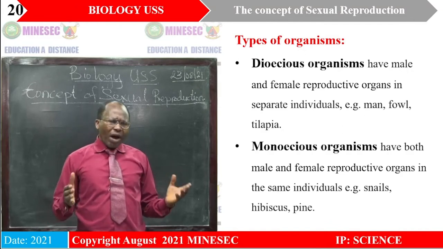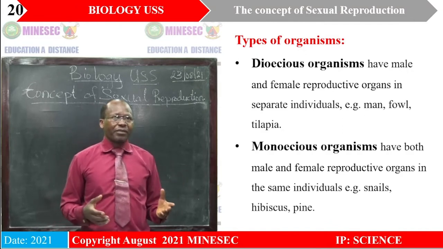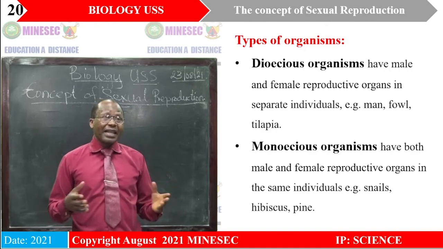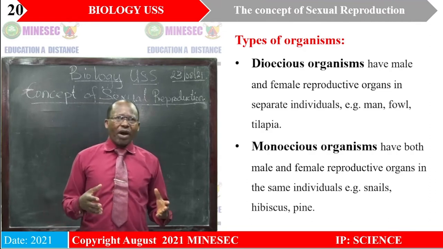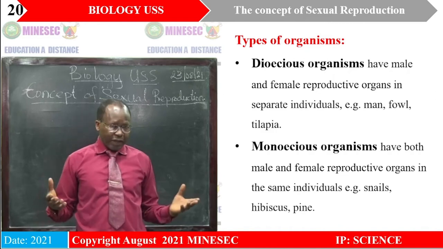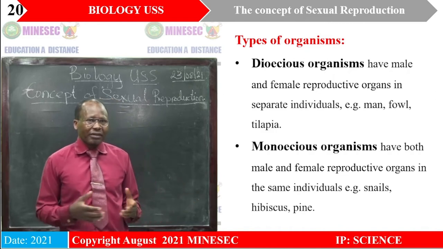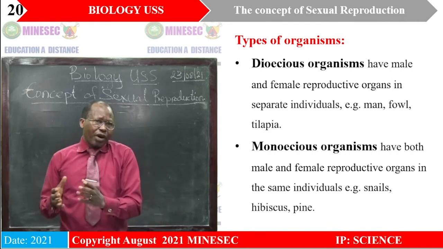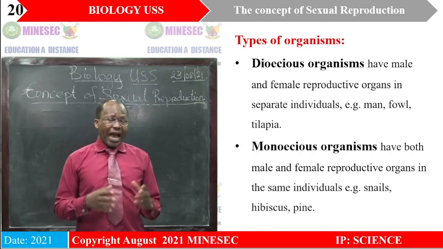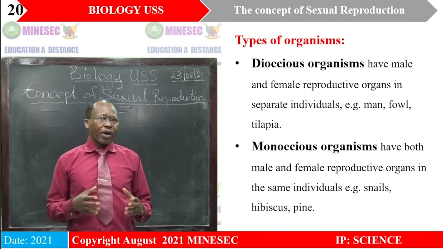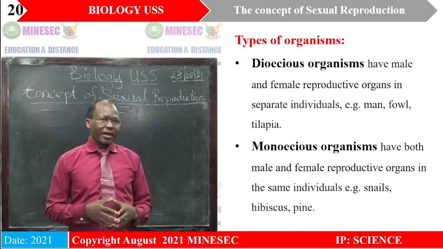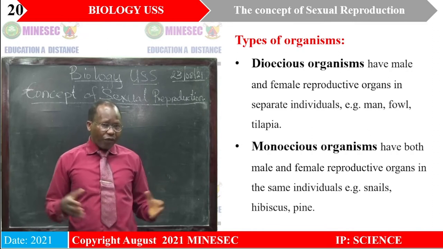Then, what types of organisms do we actually have? Terminologically, we have dioecious organisms, and these have the male and female reproductive organs in separate individuals, like man, the bird, tilapia, mackerel, and many others, where you have an individual male and an independent female. We also have monoecious organisms, and these have both male and female reproductive organs in the same individual. This can be found in snails and also in hibiscus. It can also be found in pine.